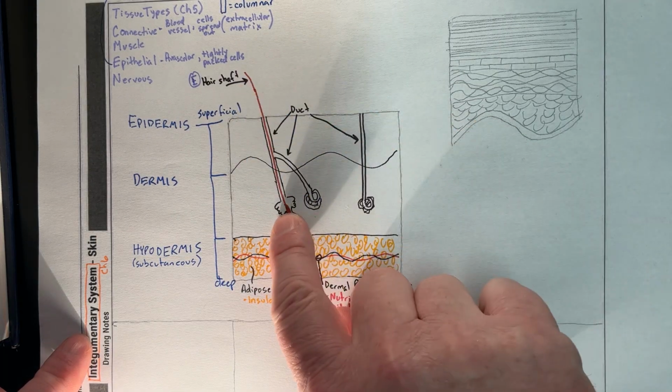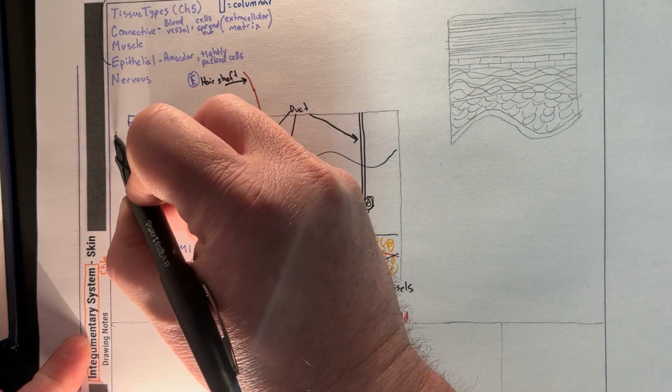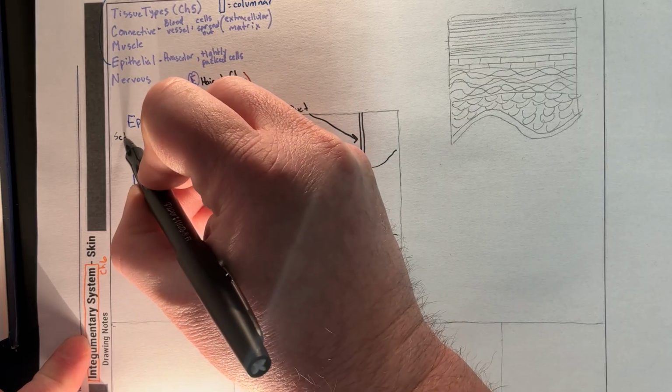All right, this structure that I drew that kind of looks like little toes there, that's called a sebaceous gland. So I'm gonna start writing up here and then connect it.